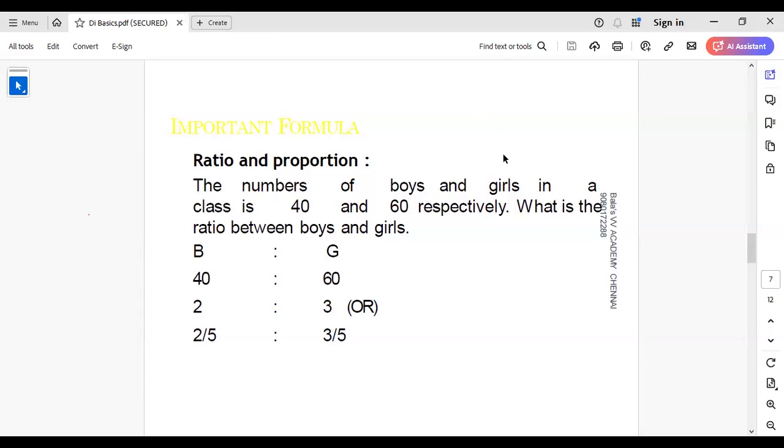If you don't understand ratios, your siblings will cheat you. Even your friends will cheat you easily.